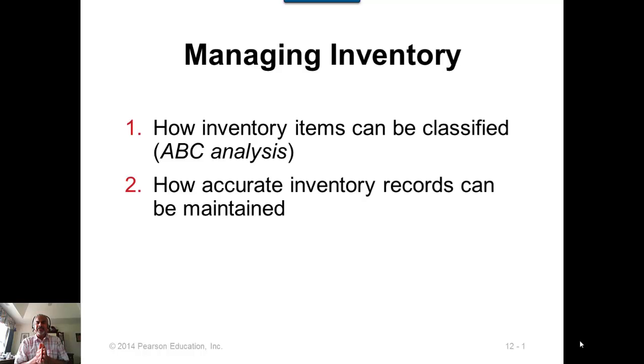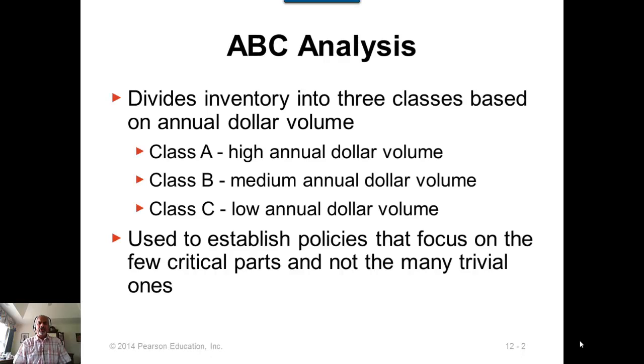So ABC analysis looks at inventory in terms of how much capital is invested in each item, and then arranges them into three categories: A, B, and C. Class A are the high annual dollar volume items, and this is based on how much dollar amount is spent in 1 year. So high annual dollar amount goes as A. The medium annual dollar amounts are categorized as B, and the remaining low annual dollar amounts are categorized as C.